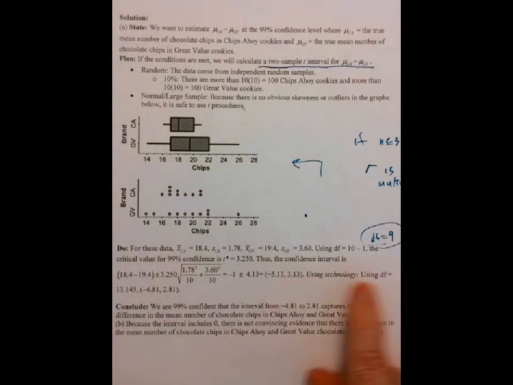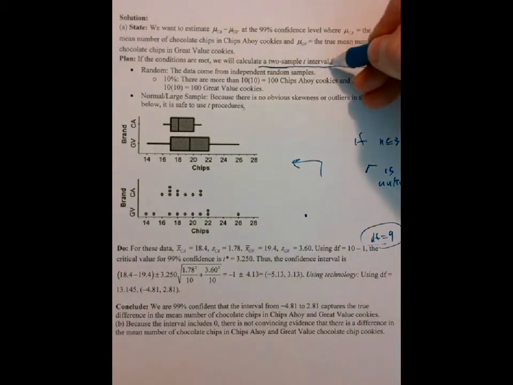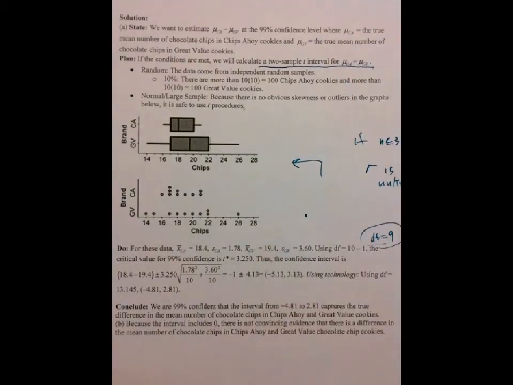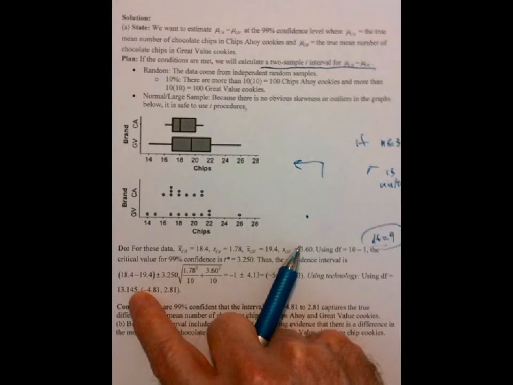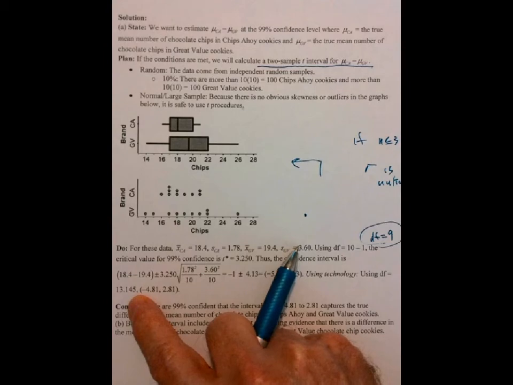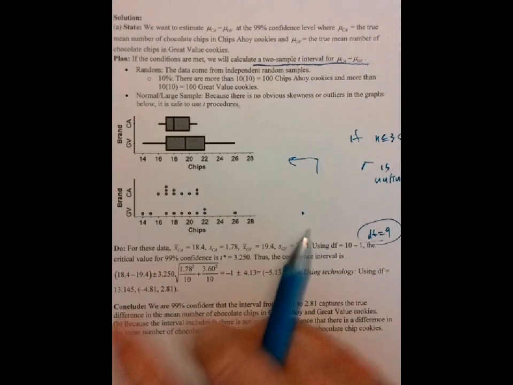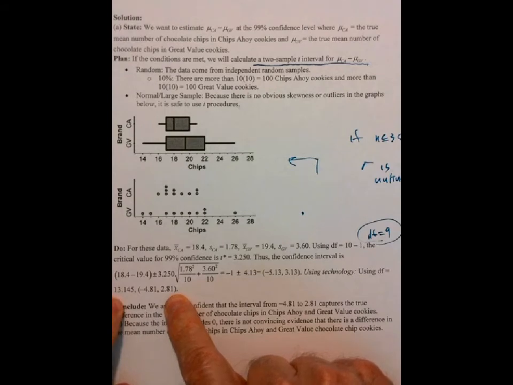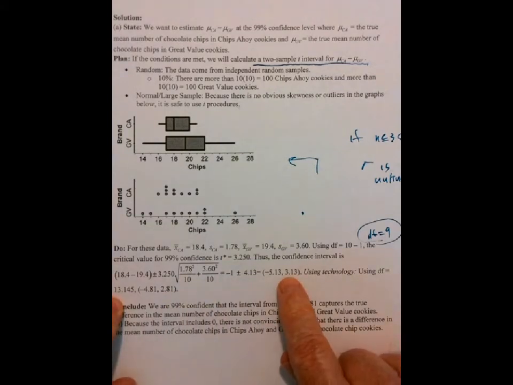Using technology, as we called it up here, the 2-sample T interval on our calculators, which I'll show also on that other video that I just talked about. Using degrees of freedom, it tells us using technology that the degrees of freedom would be 13.145. That uses another calculator formula, and it would give us that confidence interval.